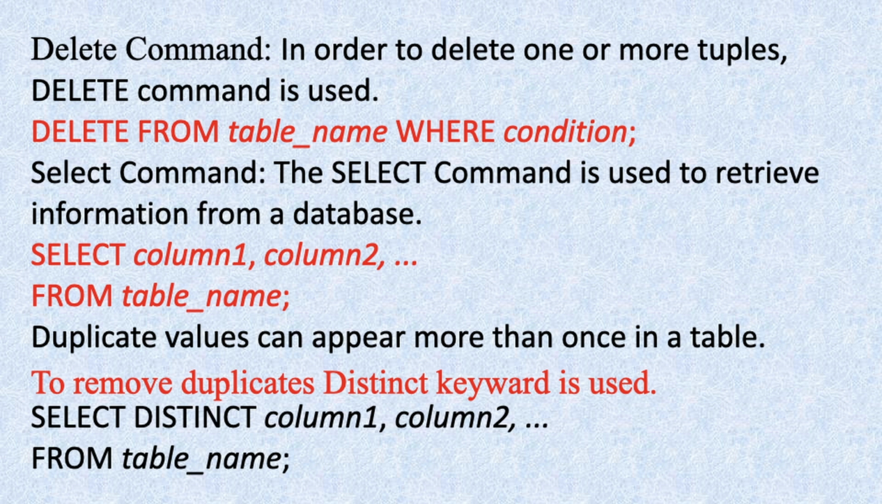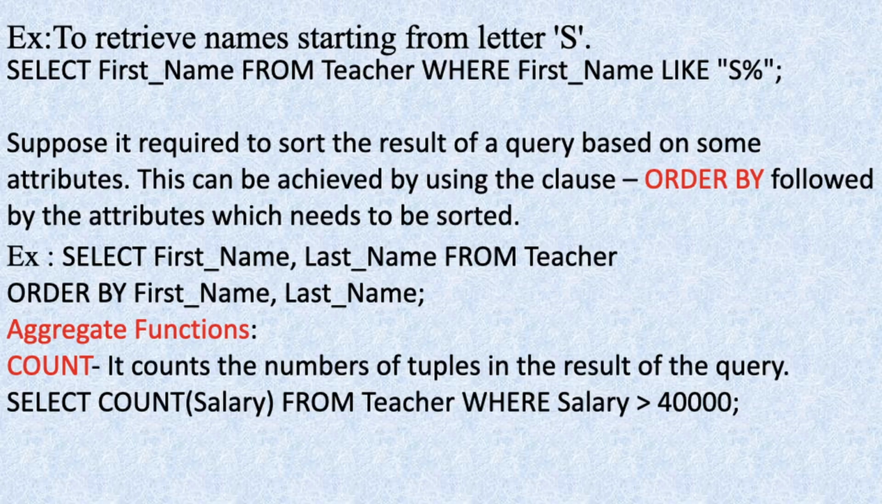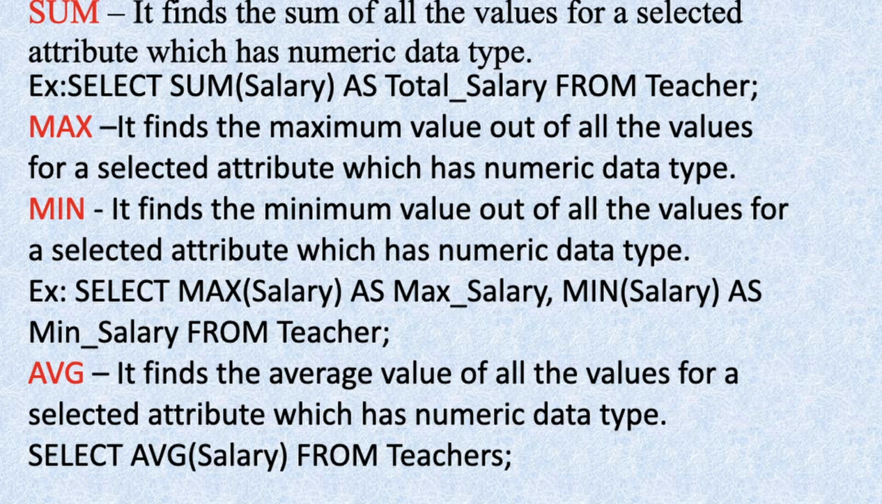Select command can be used to display any number of columns. Duplication can be removed by using the distinct keyword. There are some aggregate functions like count, which counts the number of tuples in the result, sum, which gives the sum of all the values, maximum, which finds the maximum value, minimum, which finds the minimum value, and average, which finds the average value of all the values. Syntax for examples is given for all in the PPT.